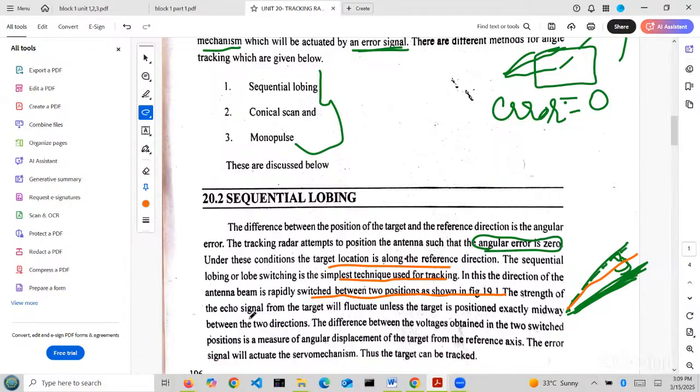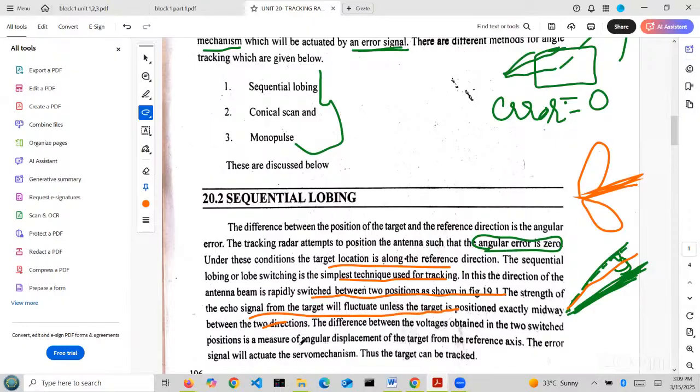The strength of the signal from the target will fluctuate unless the target is positioned exactly midway between the two directions. What is the meaning of this? Actually, it is fluctuating. This is position 1, this is position 2, this is the target. It fluctuates between these. If the target is not fixed exactly, we get disturbance, which is called echo noise.